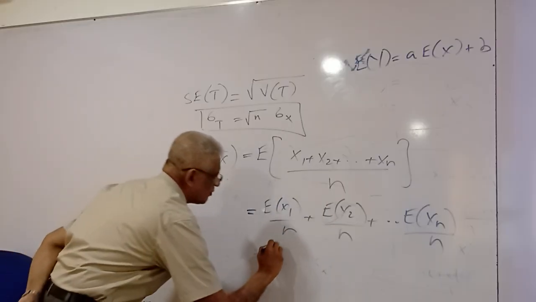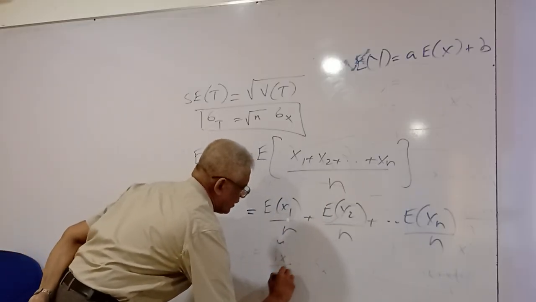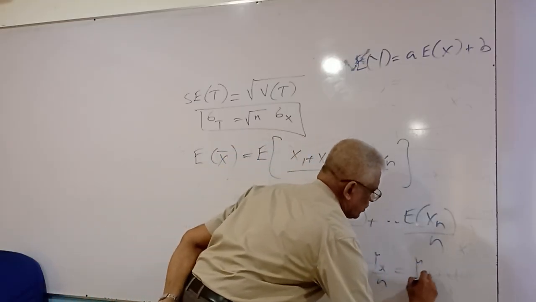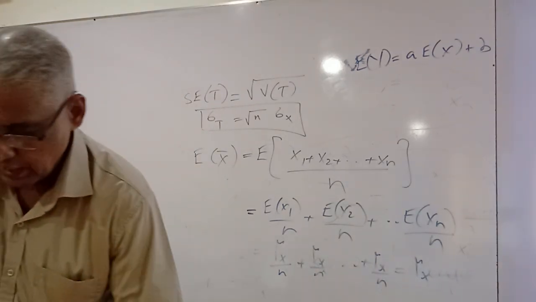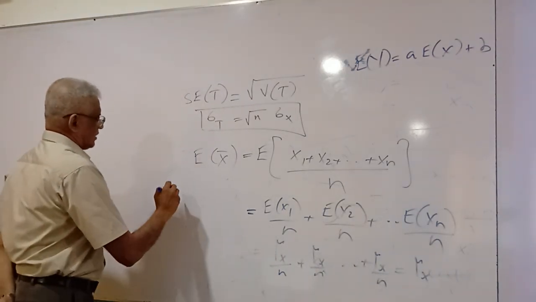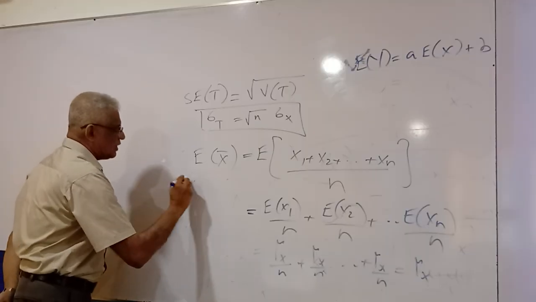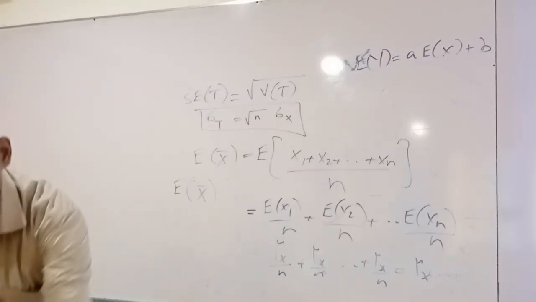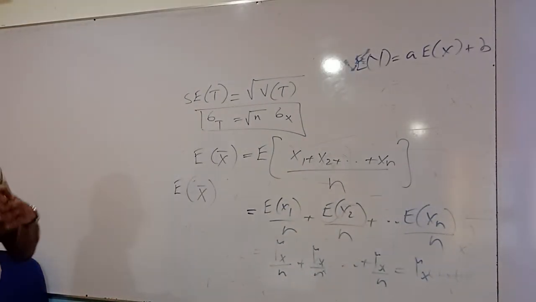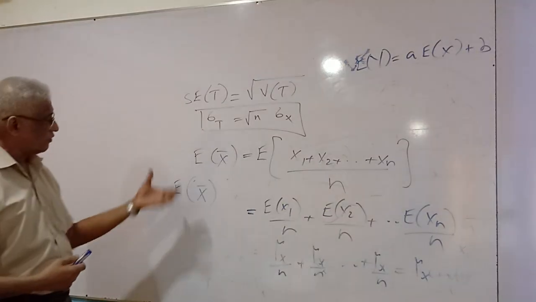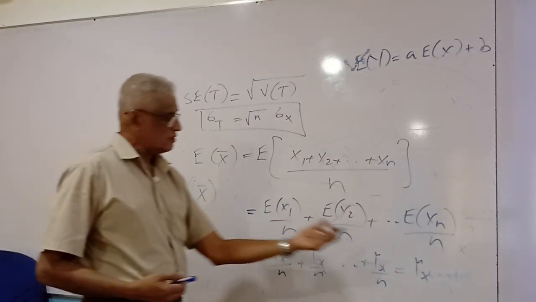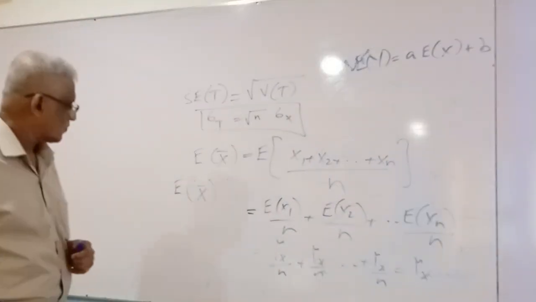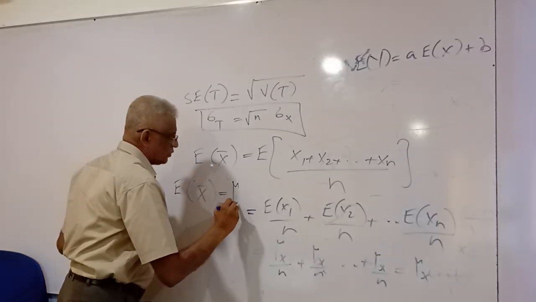Right. So all these are mu x values. So mu x over n plus mu x over n, like this, mu x over n. So that is equal to mu x. So that is an important result. Expected value of x bar, that is the mean of that imaginary population that would be generated if we repeatedly sample from the population and generate the distribution of x bar. The mean of that imaginary population is the same as the mean of the original population of x values. So expected value of x bar is equal to mu x.